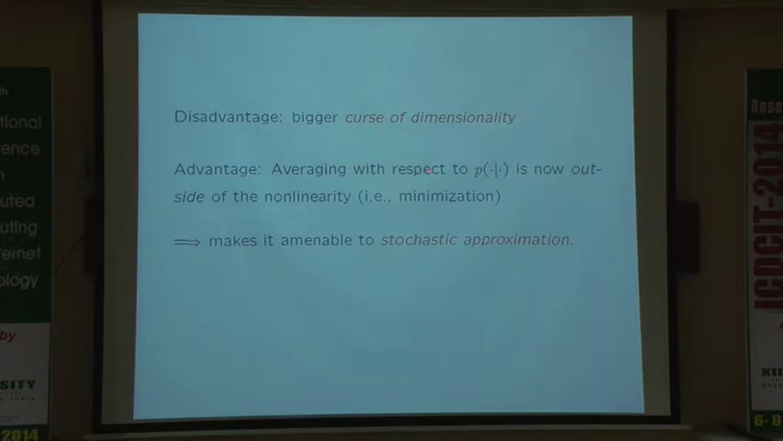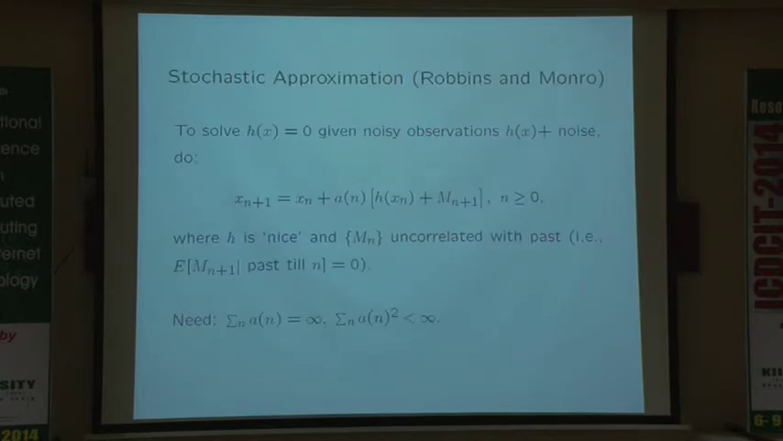So I have made the problem worse by going from V to Q, but the advantage is that the averaging has come outside of the nonlinearity. There's only one nonlinear operation, which is minimization, and it was outside in the original dynamic programming equation. Now I have pushed it inside, and that makes it accessible to what's called stochastic approximation. So this is the other technique I need. There are a few slides on that.